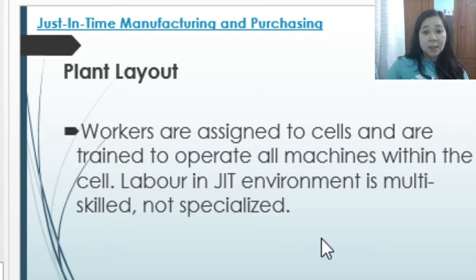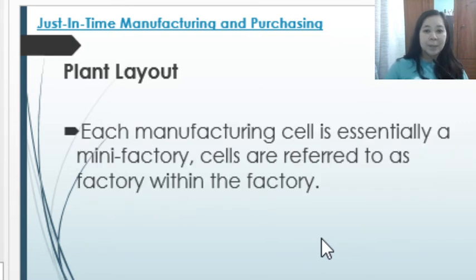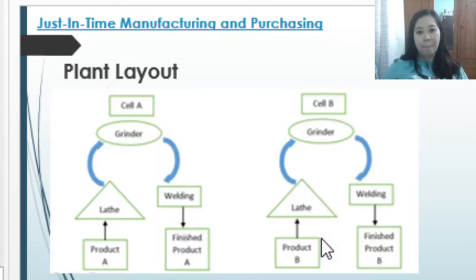And then the workers are assigned to the cells, and they will be trained to operate all the machines within that cell. So therefore, the labor under the JIT environment is multi-skilled and not based on specialized skills. So each manufacturing cell is essentially a mini factory, and the cells are referred to as a factory within the factory. So this is different because, so this is the example. So this is how the plant layout would look under the JIT manufacturing.